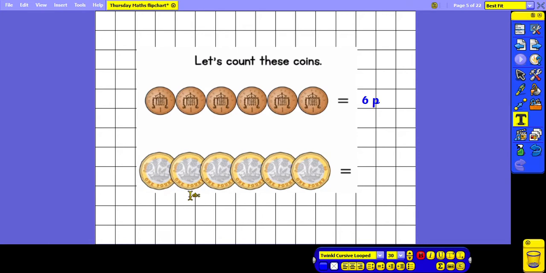And here we are counting in 1 pound coins. So we can still count in our ones, but because we are working with pounds instead of pence, our units at the end will be different. So let's count up how many we have got. 1, 2, 3, 4, 5, 6. So we use the pound sign this time, instead of the penny sign.